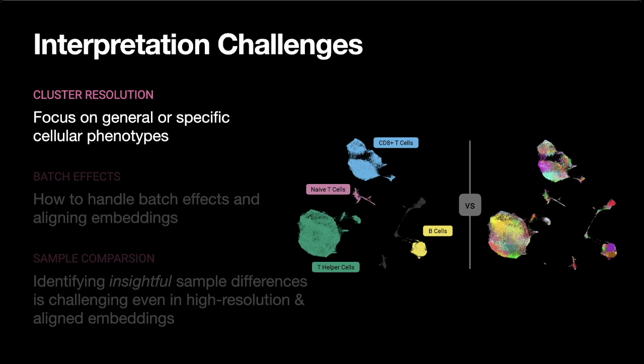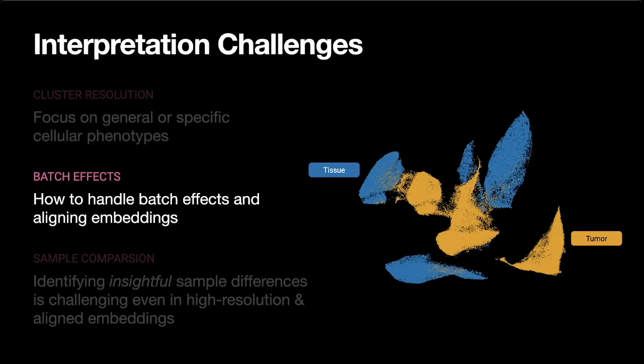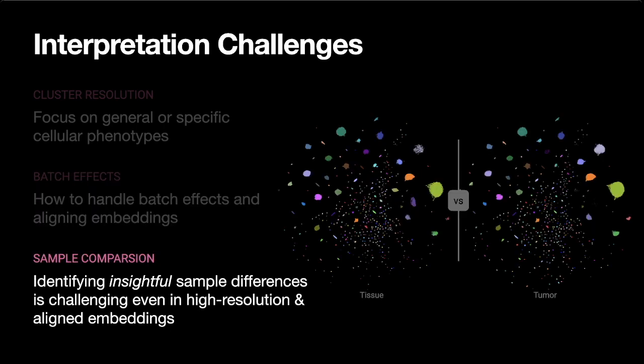First, it can be challenging to distinguish between general and specific cellular phenotypes. For example, are we interested in the broad cellular generic phenotypes, or do we want to be able to visually differentiate between more specific cell phenotypes as well? Second, we grapple with batch effects, or variations that stem from differences in the experimental conditions across these samples. When embedding multiple samples, how should we handle these batch effects? Are we interested in the sample or cell differences?